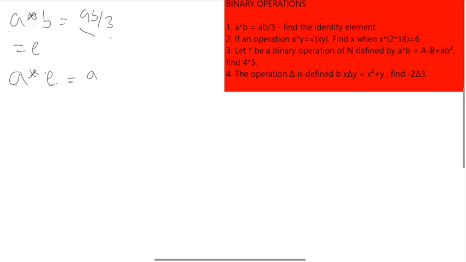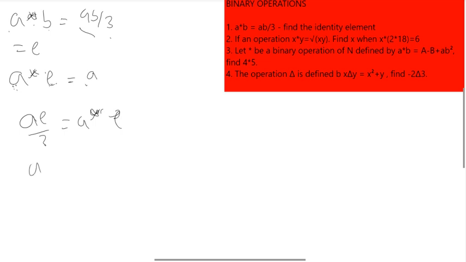This e is now representing your value for b, right? So you are going to be having ae over 3. This is equal to a asterisk e, just like the way we did question 4. So now that I've gotten a asterisk e to be ae over 3, remember that a asterisk e, the binary operation of a with its identity, is equal to a, right?